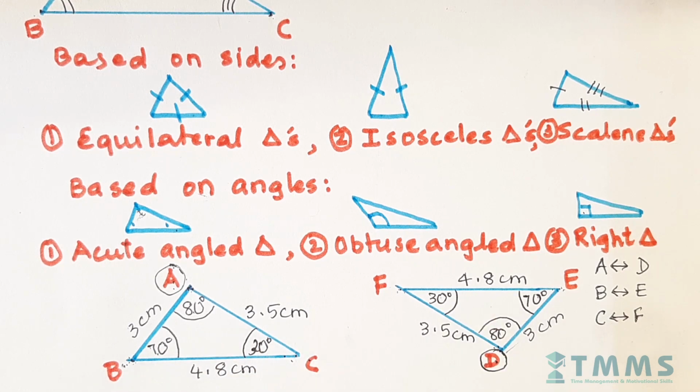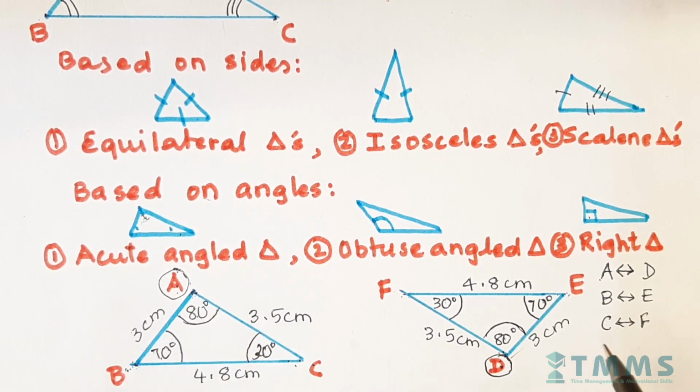So in order to see the congruency in our geometry syllabus, what we have to learn is that in order to prove that the two figures are congruent, you must have the corresponding sides equal and the corresponding angles equal. Now, what do I mean by corresponding? So you will see that angle D is 80 degrees and angle A is 80 degrees. This means that angle A is corresponding to D and D is corresponding to A.